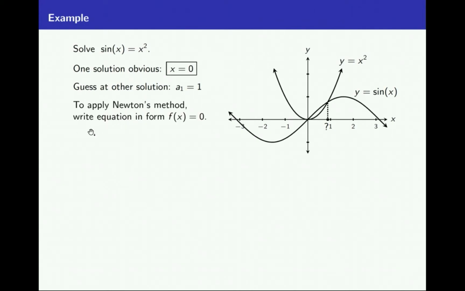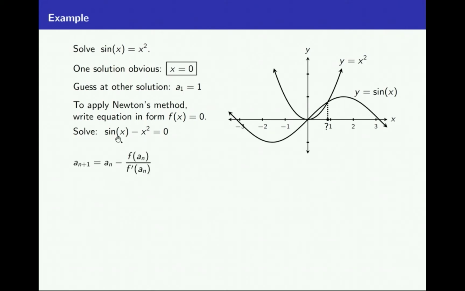To apply Newton's method, the first thing we would do is write this equation in the form to which Newton's method applies, f of x equals 0. And you can get that really easily by subtracting an x squared from both sides. So rather than solving sine of x equals x squared, let's solve an equivalent equation, sine of x minus x squared equals 0. So that's of the form f of x equals 0, where f of x is sine of x minus x squared. And we can apply Newton's method to that.